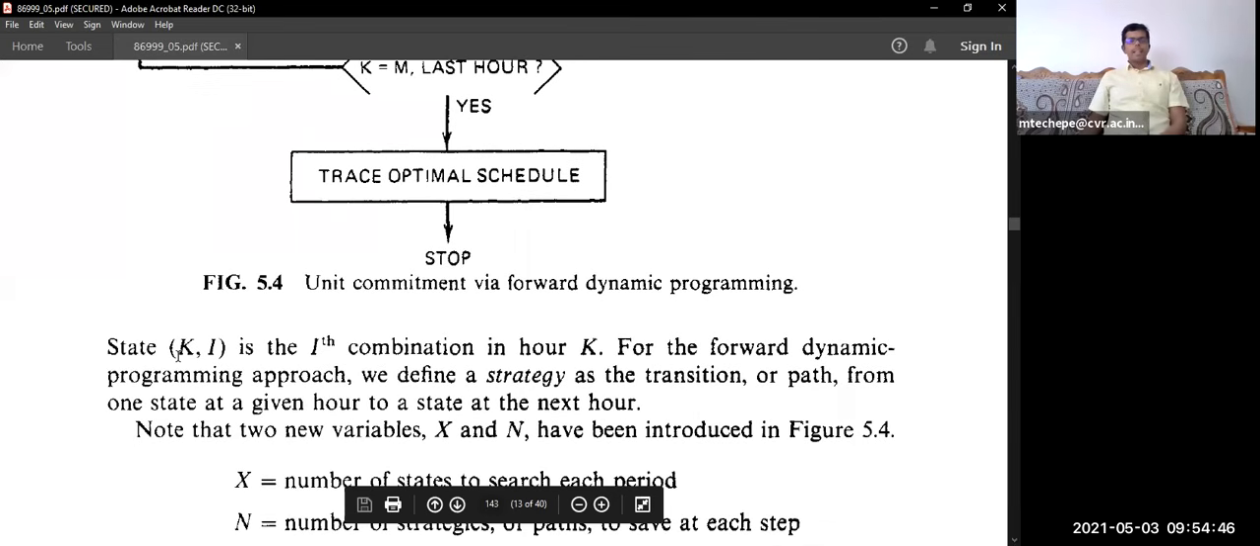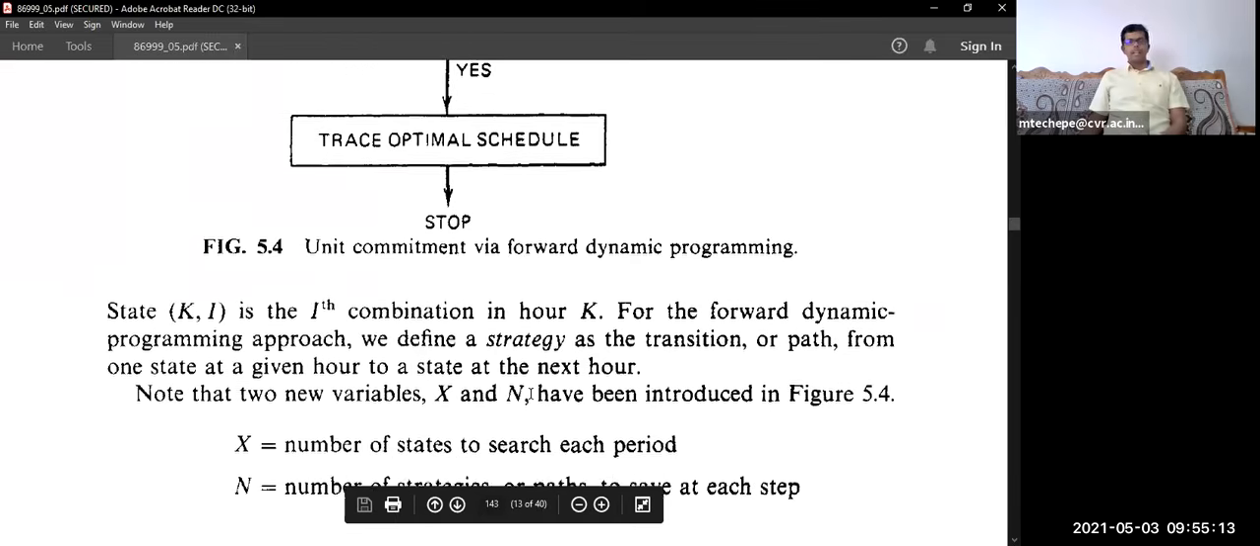The state (k, I) is nothing but the ith combination in the hour k. For the forward dynamic programming approach, we define the strategy as a transition or path from one state at a given hour to the state at the next hour.